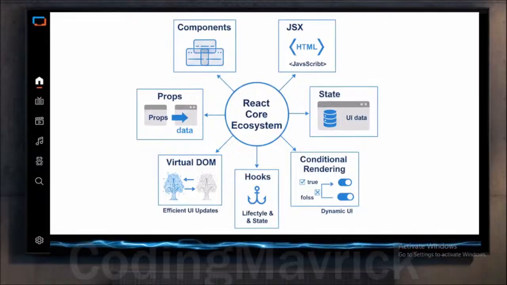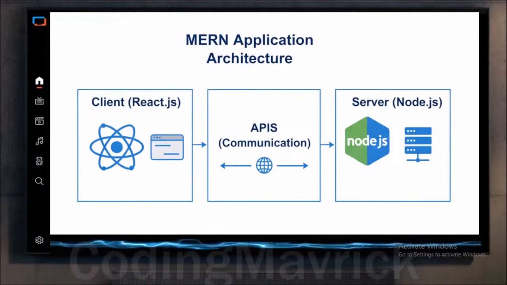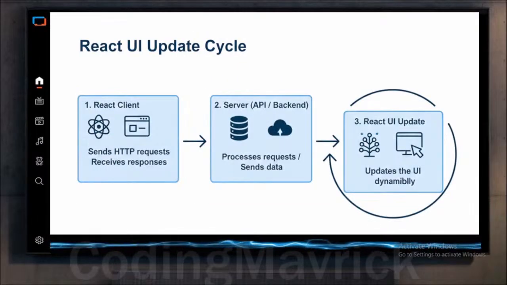Viewers, now let's connect React with what we already know. In a MERN application, React acts as the client, Node.js acts as the server, and communication happens through APIs. So React sends HTTP requests, it receives responses and updates the UI dynamically. This is exactly why we studied APIs properly in our Node.js series.